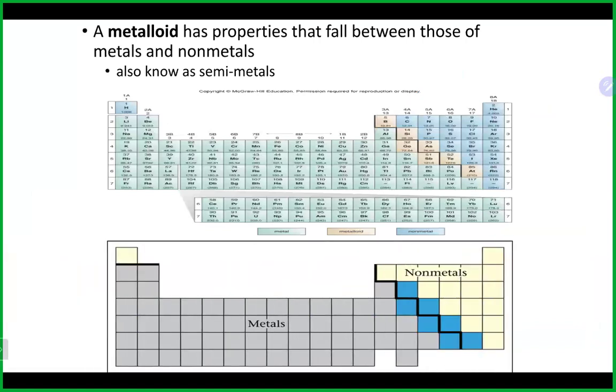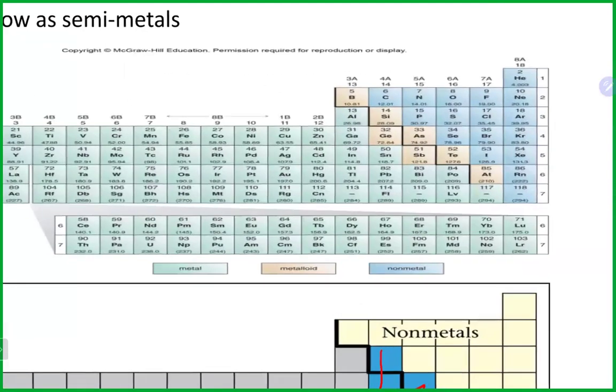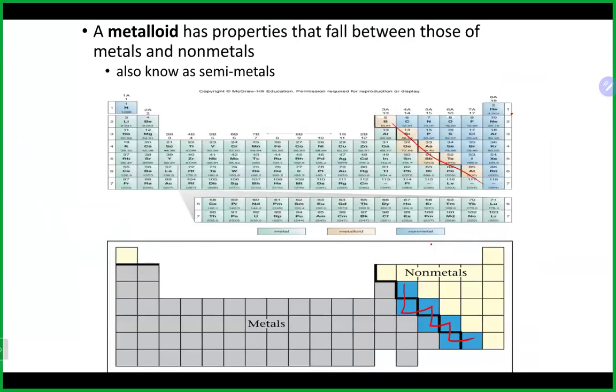Now, metalloids is that staircase that comes down. And just for an overlay there, you can kind of see coming through here is our semi-metals. And these are also sometimes referred to, like I said, as semi-metals. Metalloids have properties that fall on both sides. So it is kind of in the middle there between metals and non-metals.